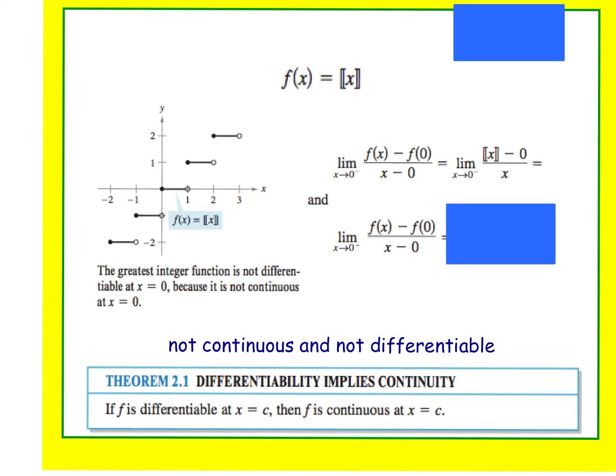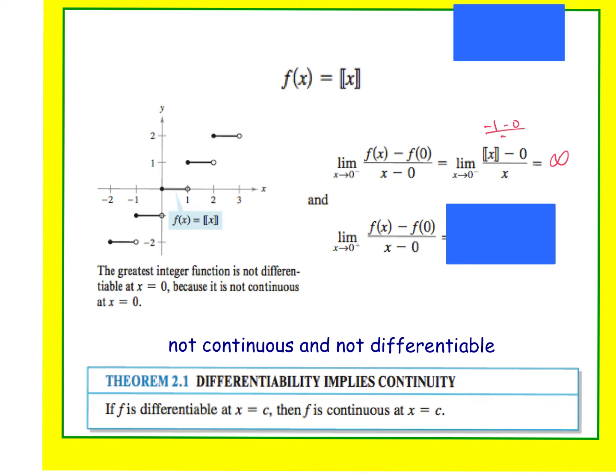So my greatest integer is still what? -1. And then I have minus 0 over a really small what? Negative. A really small negative. So I have a -1 minus 0 over a really small negative. What does that make it? Positive infinity. Makes it positive infinity.